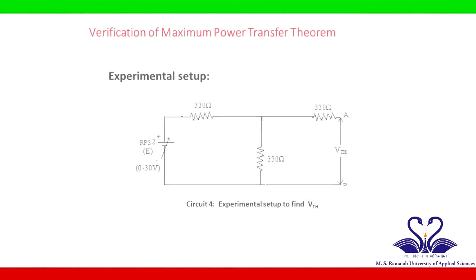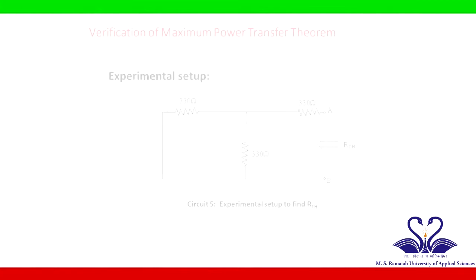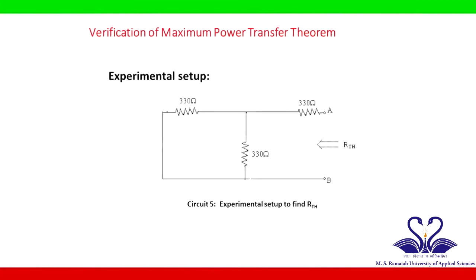To find VTH, remove the load resistance and fix the digital multimeter on the DC voltage range to measure the open circuit voltage across the load resistor. To find RTH, the Thevenin's resistance, remove the RPS and short circuit it and find the RTH using digital multimeter.